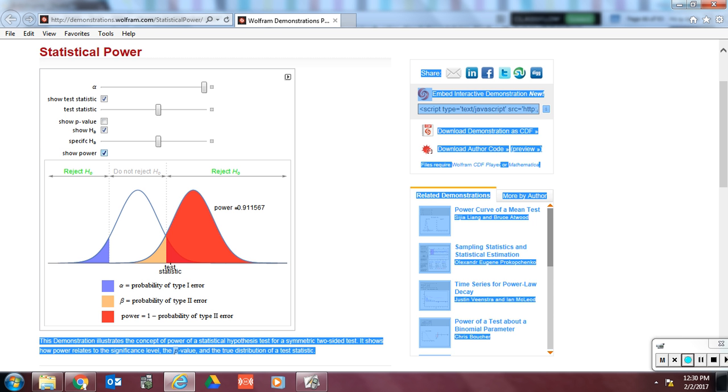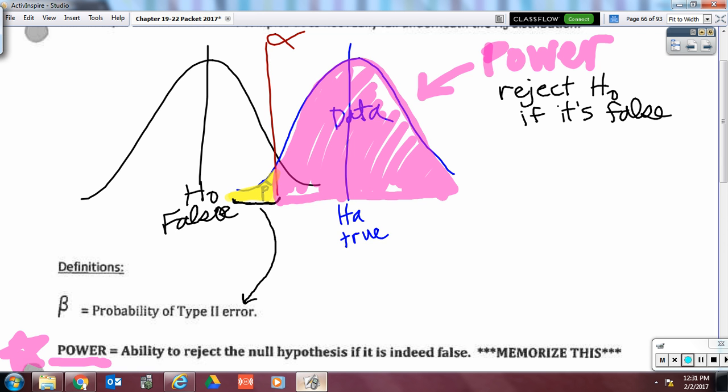Decrease? Left? Okay, I don't know, let's see. Okay, alpha's going smaller. Here we go. Alpha smaller. Alpha smaller. What's happening to power? Power got smaller. So alpha smaller, power gets smaller. So the opposite, of course, if I make alpha bigger, what's happening? Power gets bigger.